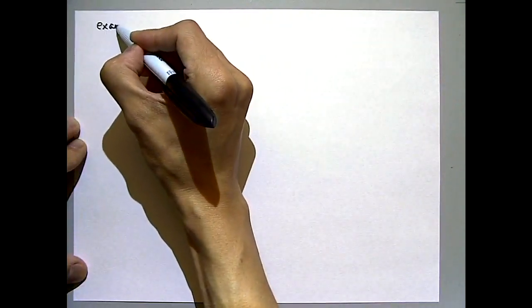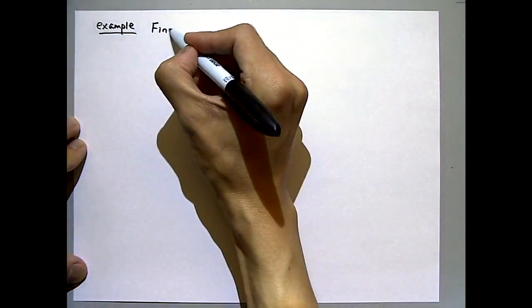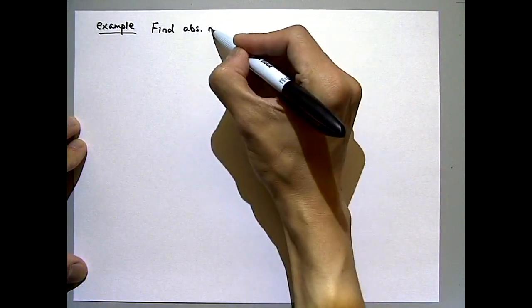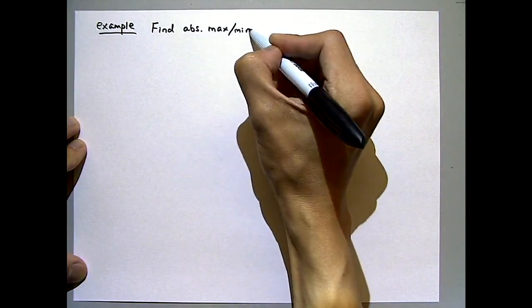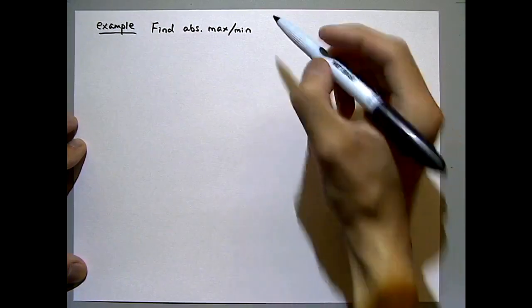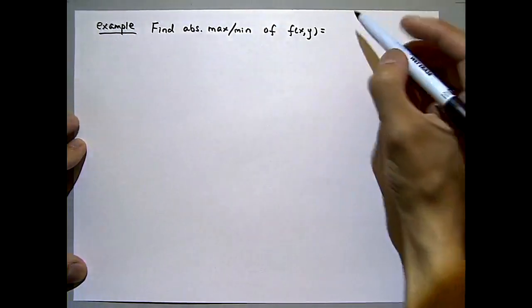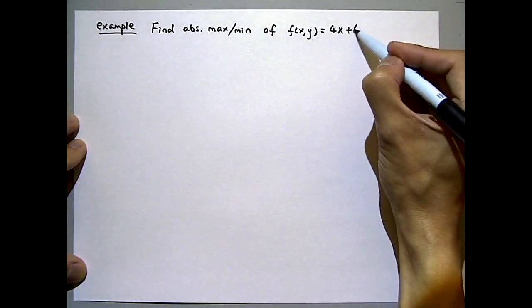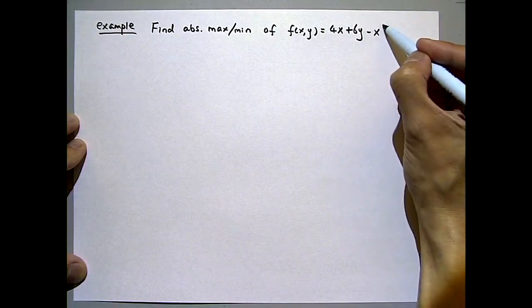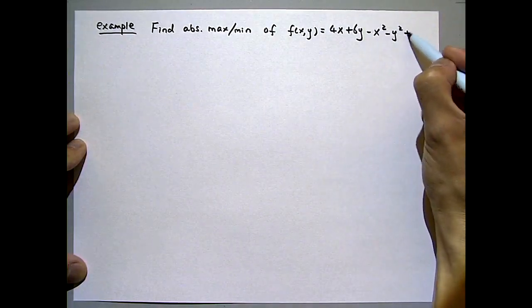Does that picture make sense? Does that idea make sense? Yeah? Okay, let's carry this out. Let's try this on some function that's not too difficult. Let's find the absolute maximum and minimum of f of x, y equals 4x plus 6y minus x squared minus y squared plus 9.